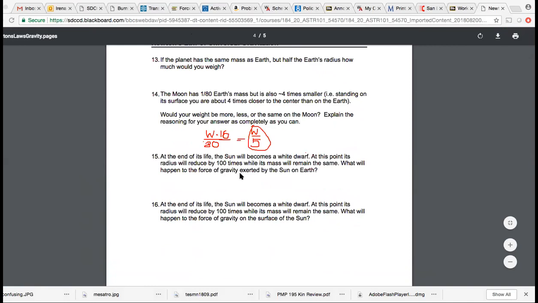So what will happen to the gravity exerted by the sun on Earth? If it's reducing by 100 times its own size, but the mass remains the same, will the gravity remain the same? Yes. The same, because the same mass. Exactly. Very good. The gravity between the Earth and the sun only depends on their masses and their distance. And none of this is changing, even when the sun becomes a white dwarf, okay?